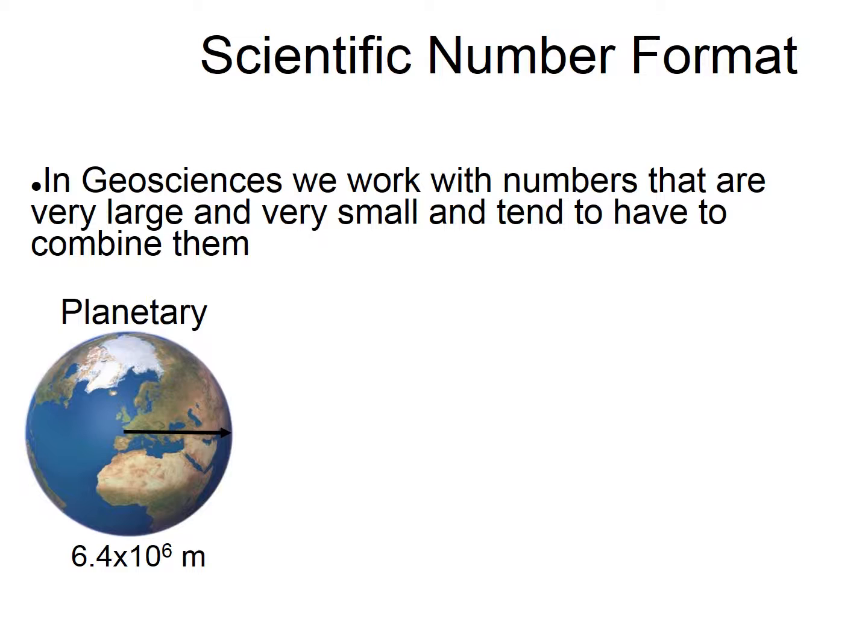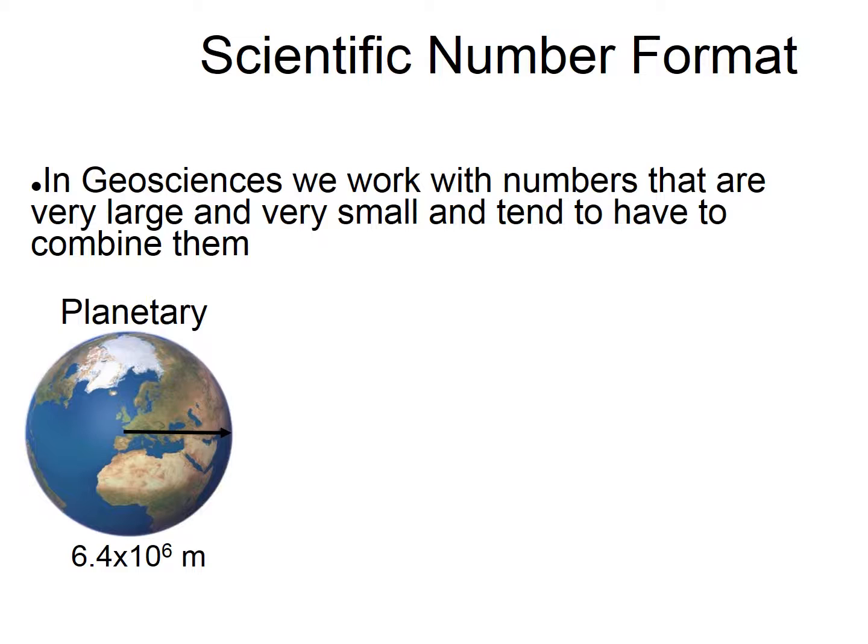We do that because, and this is really common in geosciences, and physics uses it quite a lot as well, the numbers that we typically deal with are either really, really big numbers. So this is quite a big number. The radius of the Earth is 6.4 times 10 to the 6 meters. We're using SI units there. So that's 6.4 million meters.